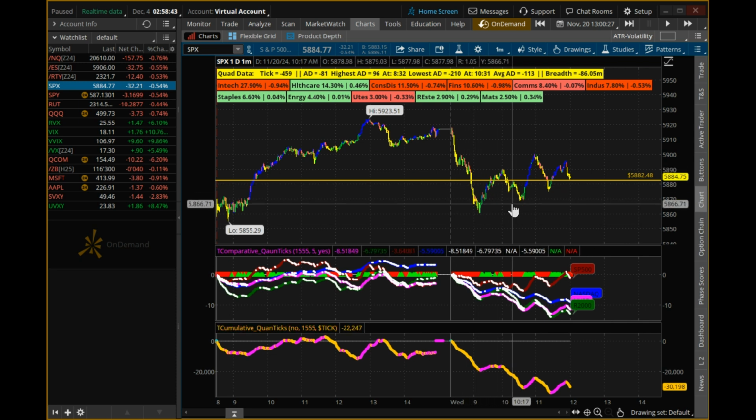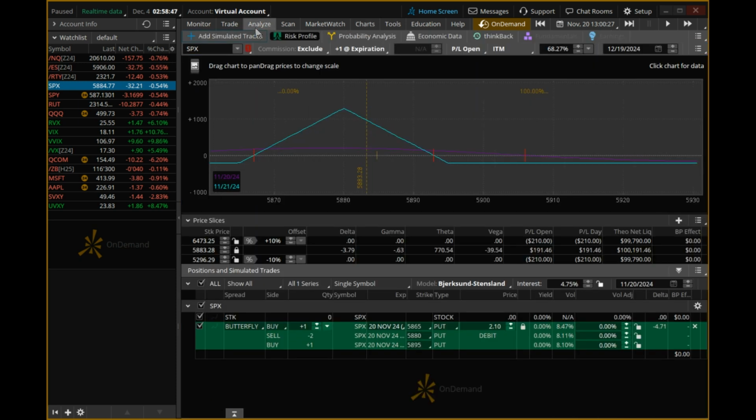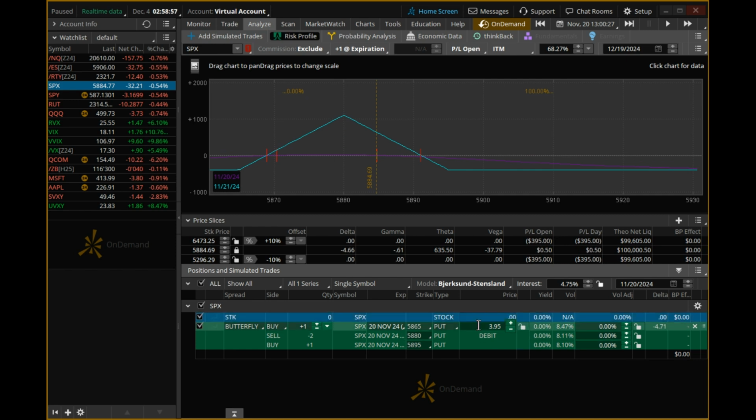Look at the way we're just bouncing along there. It's 1 o'clock in the afternoon. Back to our analyze stage. We are up $200-ish on the trade. We paid $2.10 for it. It's now a $4 trade. We've doubled our money. There you go. 0-day trading at its best.